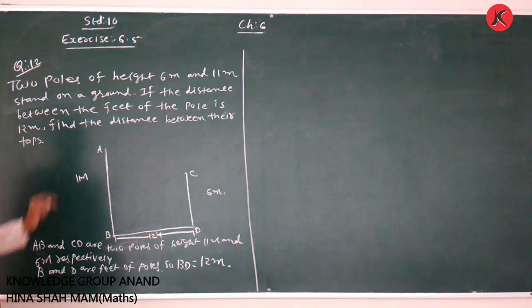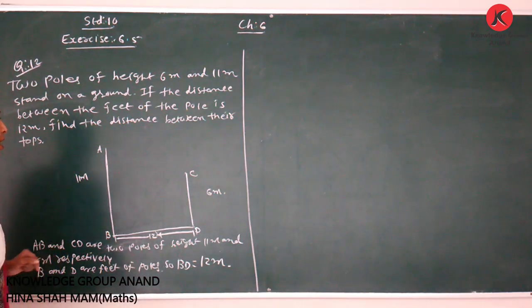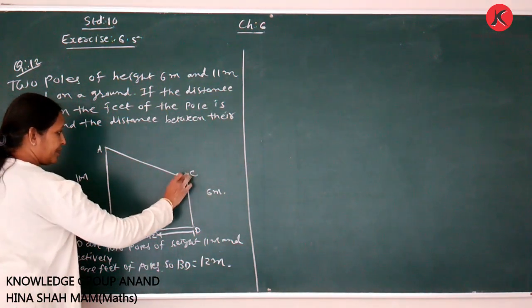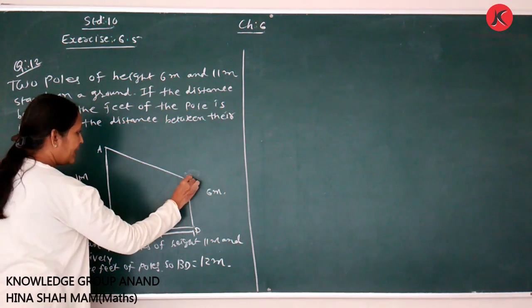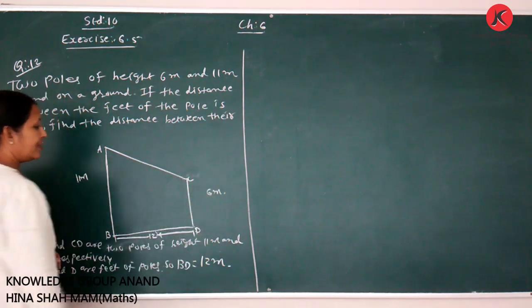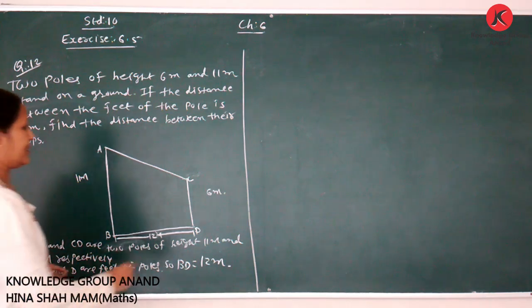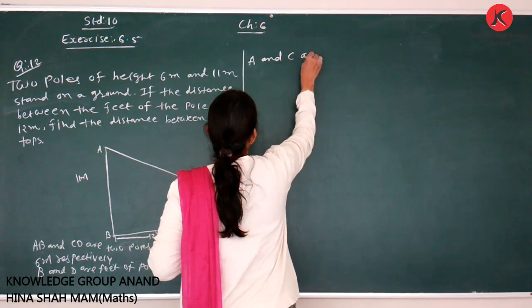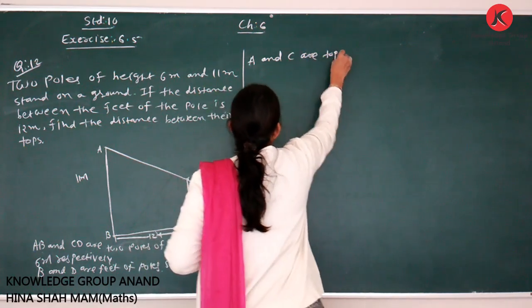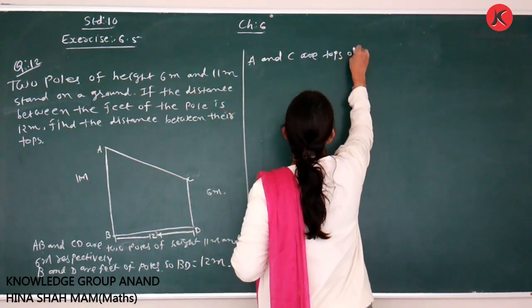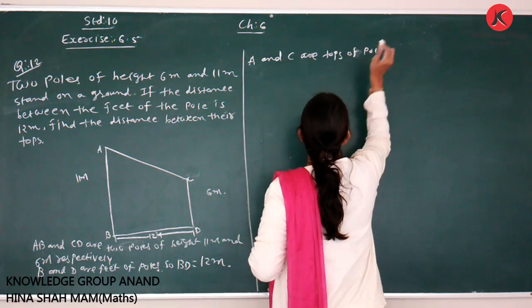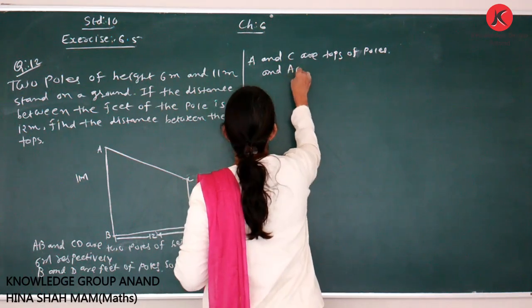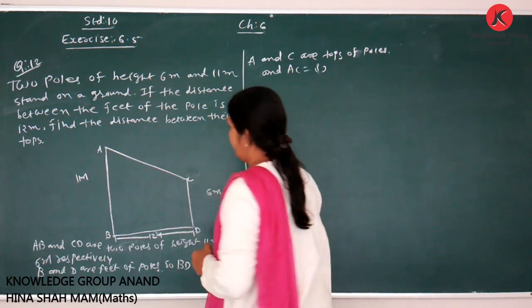Find the distance between their tops. A and C are their tops. Find AC. A and C are tops of the poles, and AC is to be found.